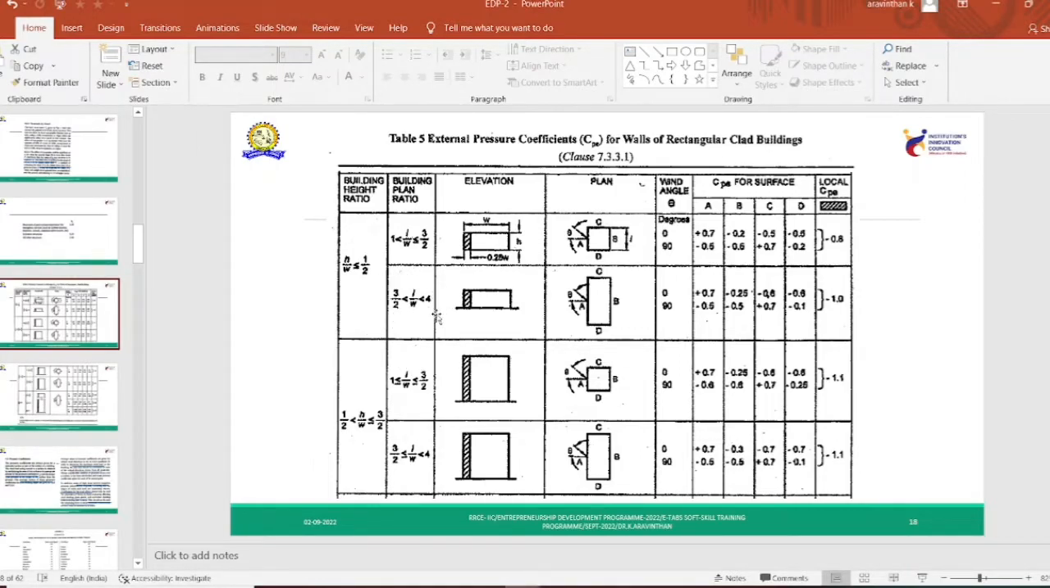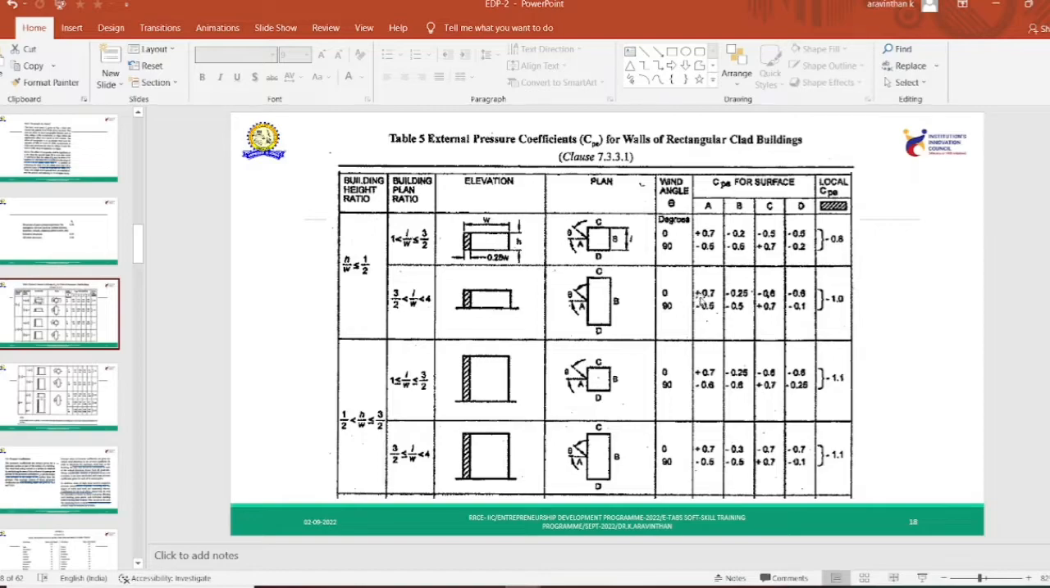Now let us go into this, and wind angle is theta, 0 degree. This is the direction of wind, and this is 0 degree. And if you find theta, if it is 90 degree, it is assumed that wind is blowing in C direction. If wind is blowing in A direction, it is taken as 0 degree, and wind blowing in C direction is taken as 90 degree.